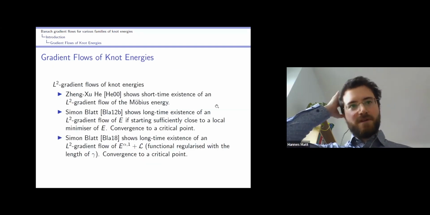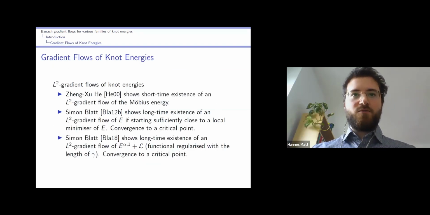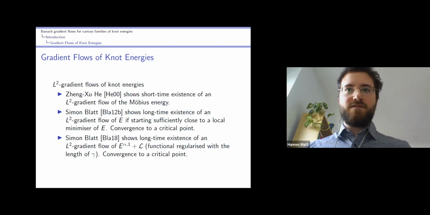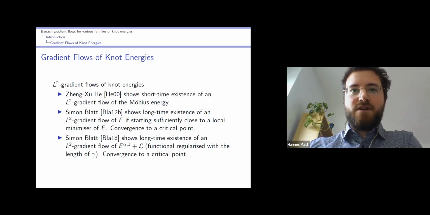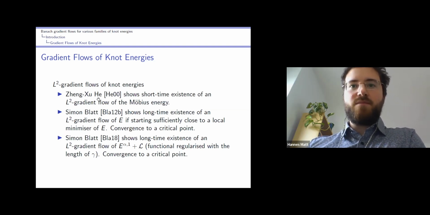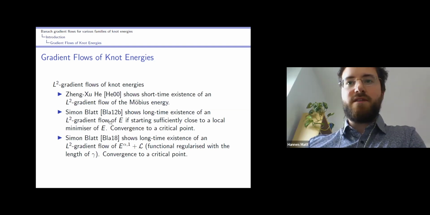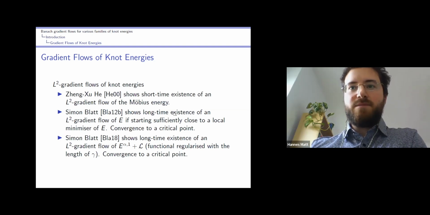Okay, so now we can talk about gradient flows of knot energy. The first gradient flows that were shown to exist were L2 gradient flows. First, Zheng Xu showed in 2000 that the Menger energy has, at least in short time, an L2 gradient flow. Simon Blatt then showed in 2012 and 2018 the long time existence.